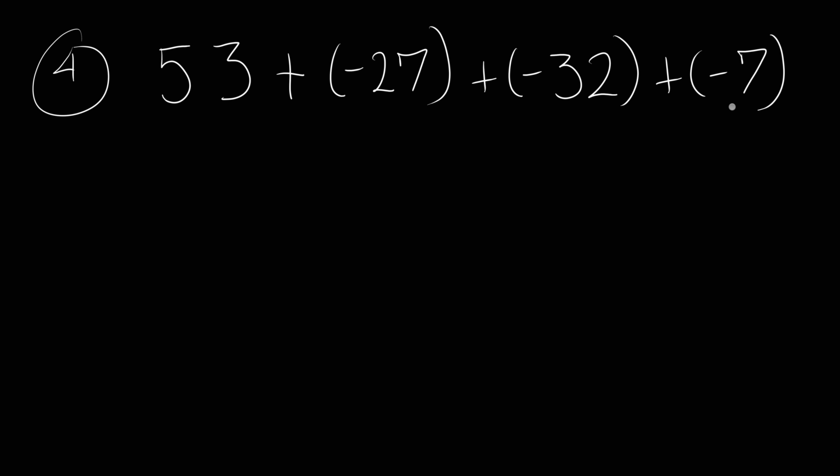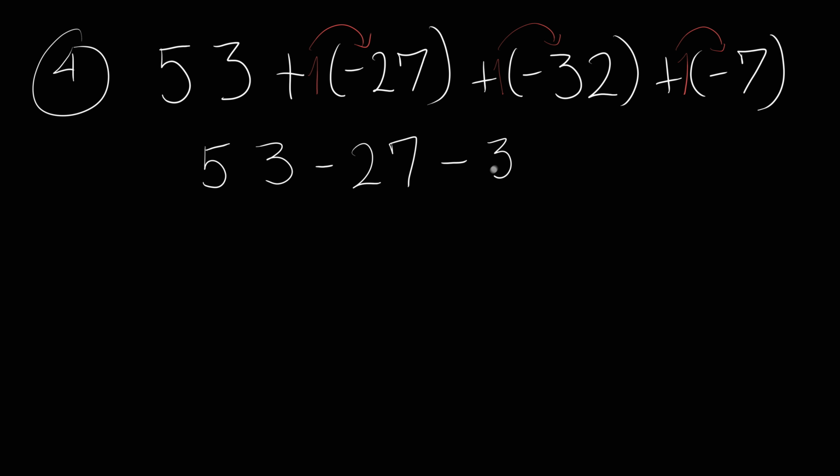Number 4. 53 plus -27 plus -32 plus -7. So let's clear the parentheses. So +1 times -27, +1 times -32. As well here, there is another +1 times -7. Clearing the parentheses, we will get 53 minus 27 minus 32 minus 7.